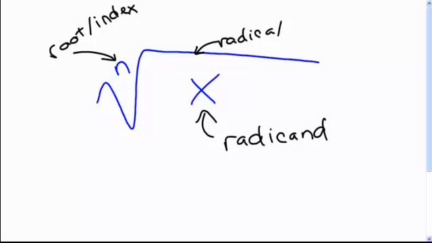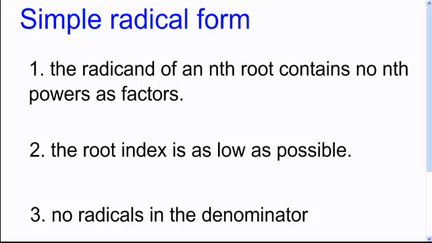So we have 3 different rules for what's called simple radical form. The first one, the radicand of an nth root contains no nth powers as factors. You may want to pause this and get them written down. I'm going to go through a couple of quick examples with each of them. So it can't have any nth roots as factors, or nth powers. So for instance, the square root of 8 is not simplified because there's a perfect square underneath here, so we have to rewrite that as 2 square roots of 2.